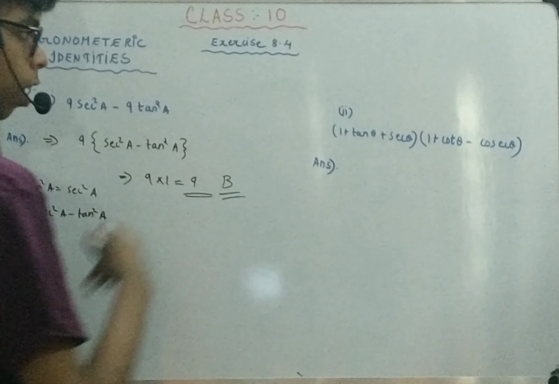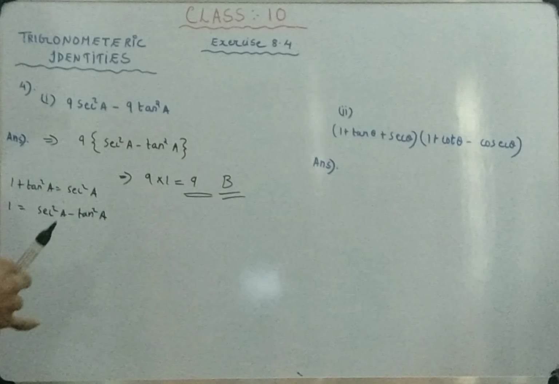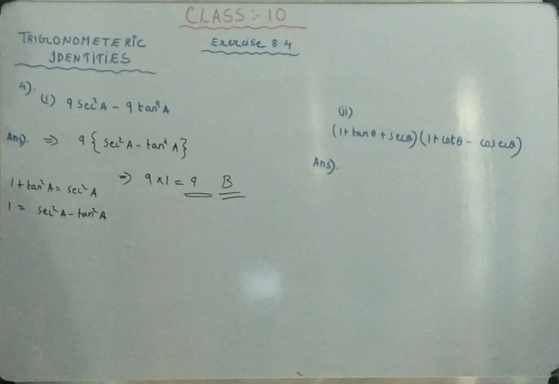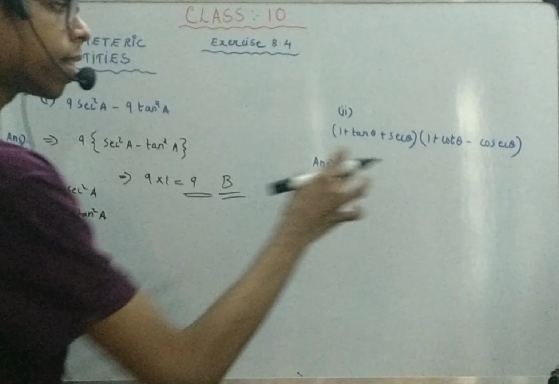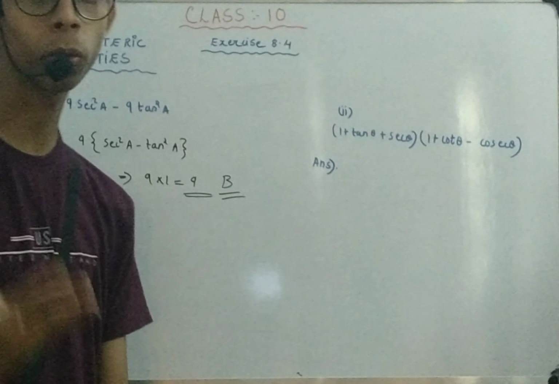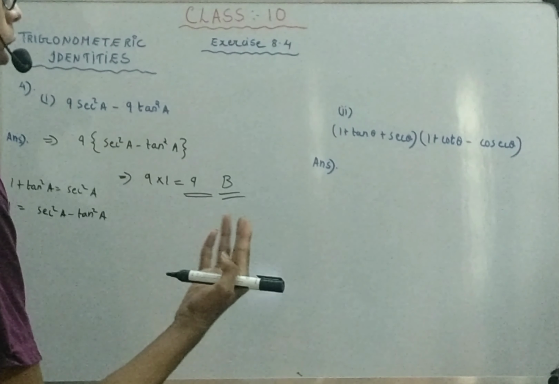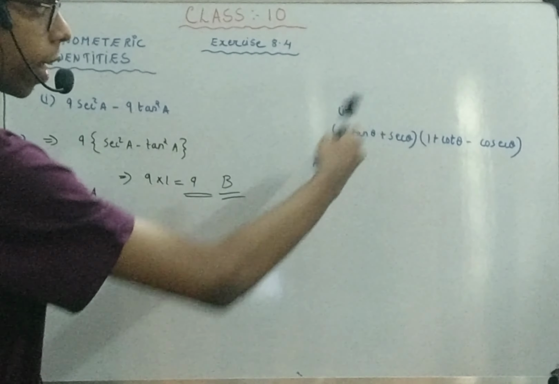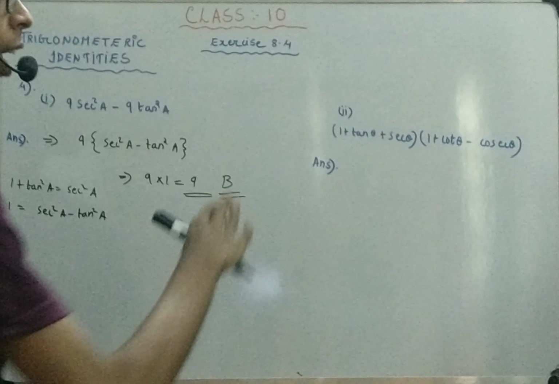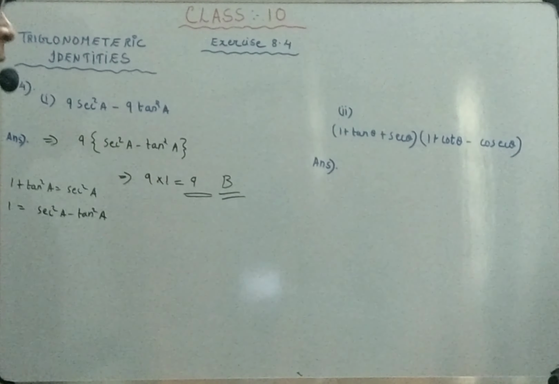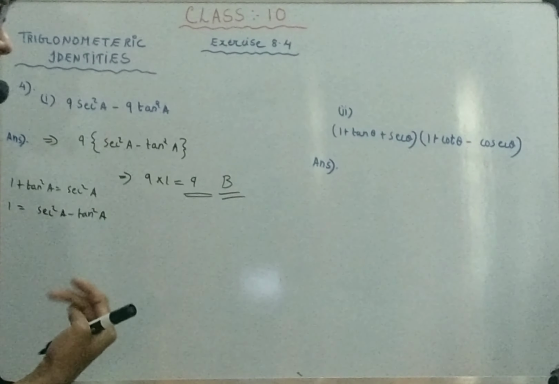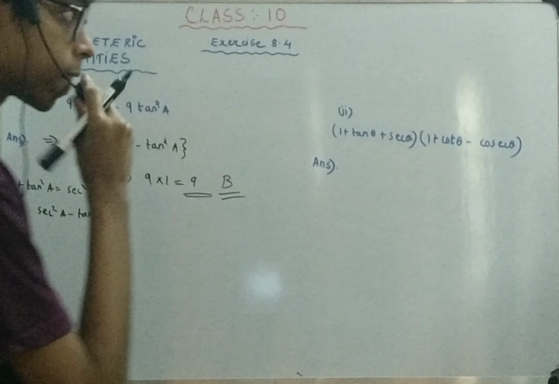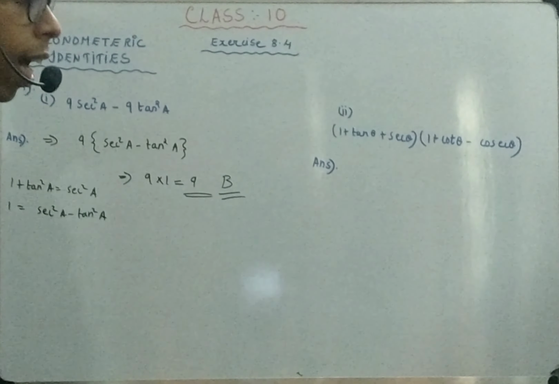Okay, now the second one is 1 plus tan theta plus sec theta into 1 plus cot theta minus cosec theta. Okay, now since this is an MCQ question, we should do the questions really fast. If you are doing it in the normal method, we have to write tan as sin by cos, sec as 1 by cos and so on, and we have to expand and multiply. Okay, but since it is an MCQ question, we don't need to do so much work. We can directly substitute a certain value for theta and find the value.